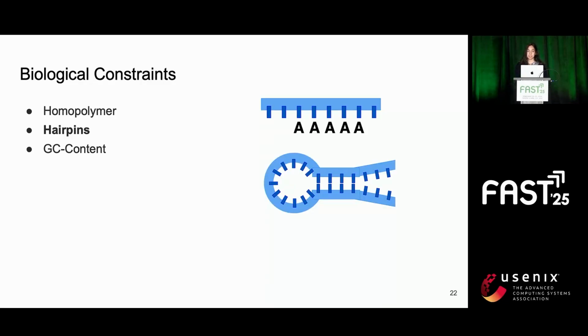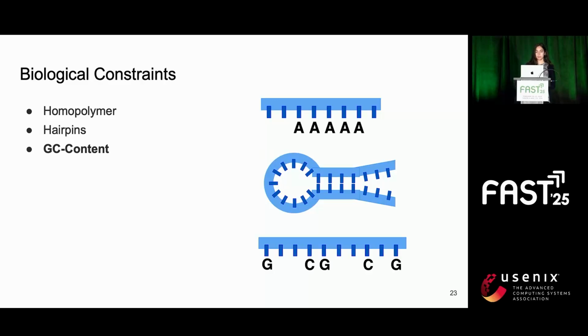Then we have hairpins, where under some conditions, since the DNA strand is flexible, it can fold on itself and then bind to itself. And that makes accessing the data more difficult. So we're also trying to avoid hairpins. And GC content is the percentage of G and C bases in our sequence, and we're trying to keep those currently between around 20 to 60% to ensure a stable DNA strand.